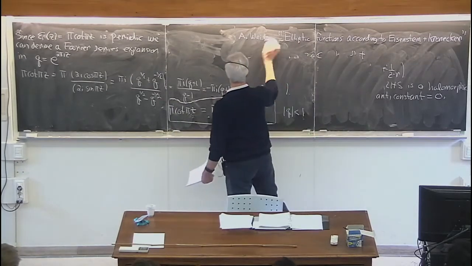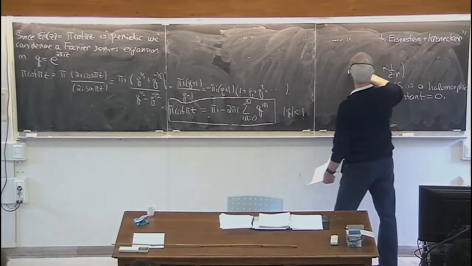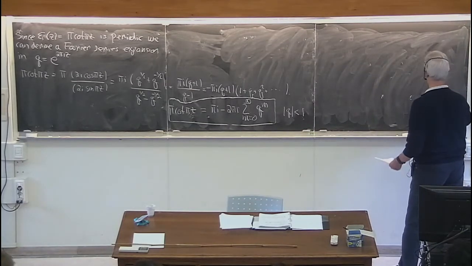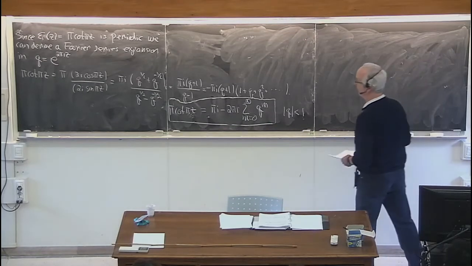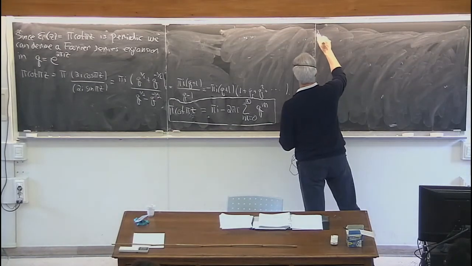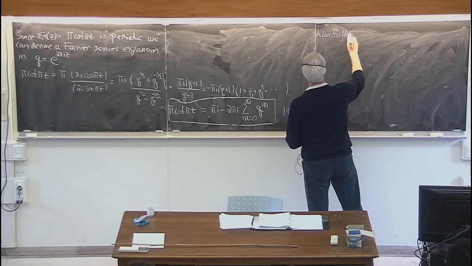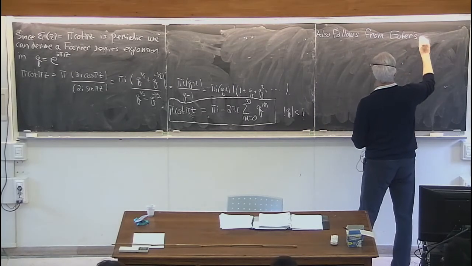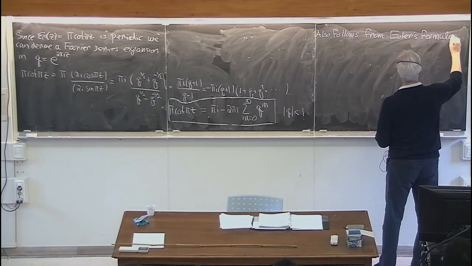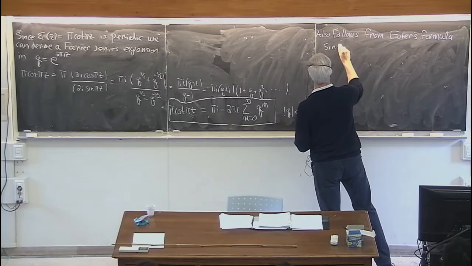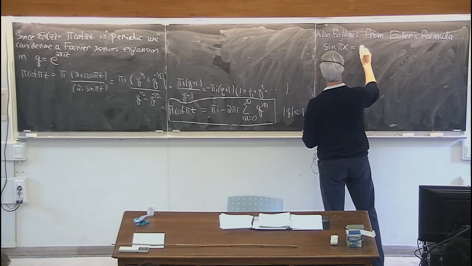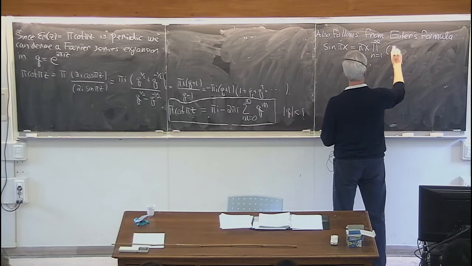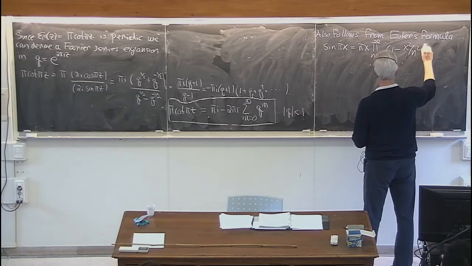Another comment, to make this perhaps look a little more familiar, is that this formula, or the formula that I had for the cotangent, also follows from Euler's formula for the sine function, that is, there's a product formula that says the sine of pi x is pi x times the product n equals 1 to infinity of 1 minus x squared over n squared.